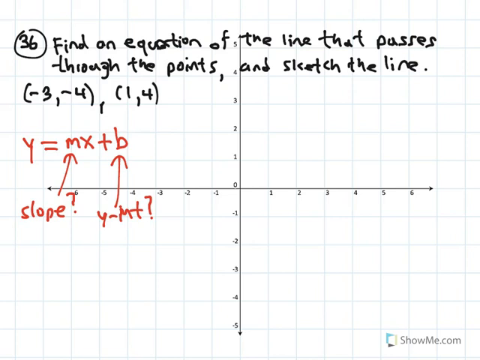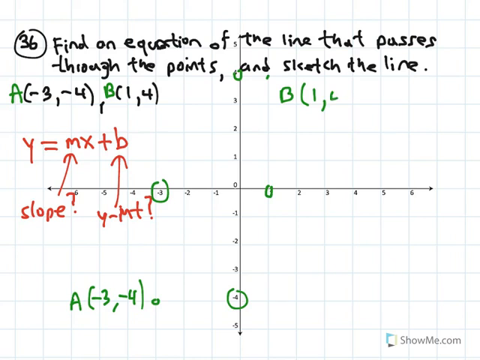Write an equation of the line passing through these 2 points and sketch the line. Although it is not necessary for you to plot the 2 points to find the slope, we'll go ahead and do that because it will help us to visualize the line. Let's call this point A, and let's call the second point B. So we have -3 for x, -4 for y. So there's point A. And then point B is the point 1, 4. So there's point B. So here's the line passing through those 2 points.